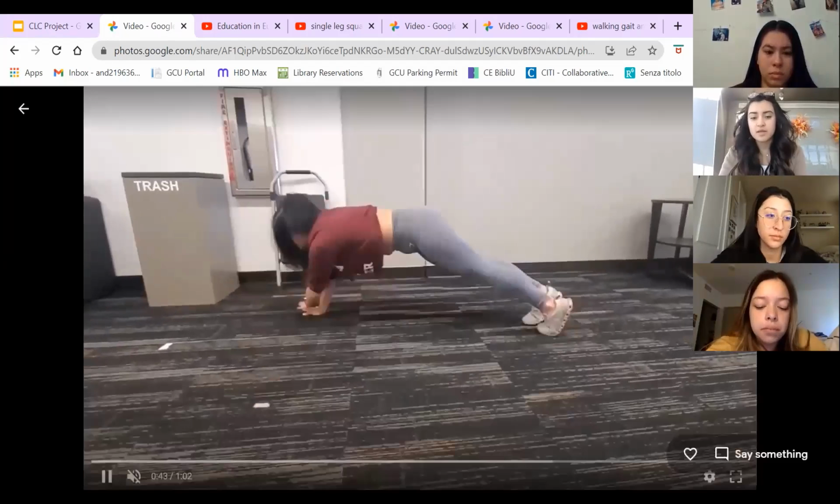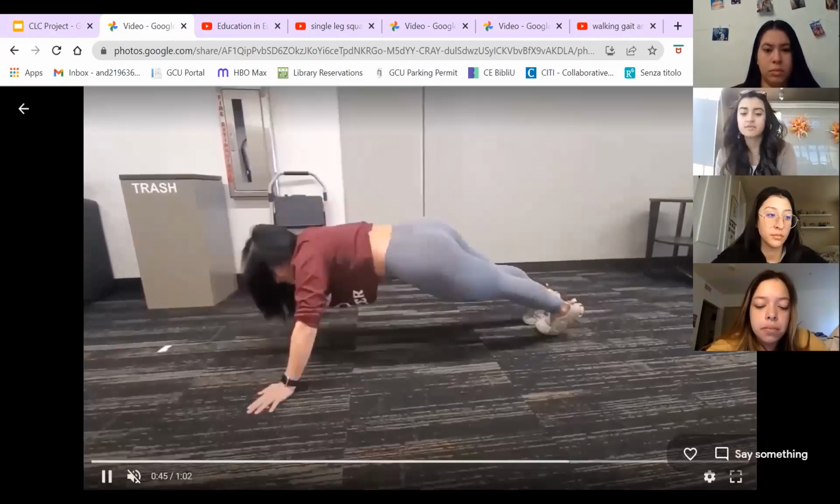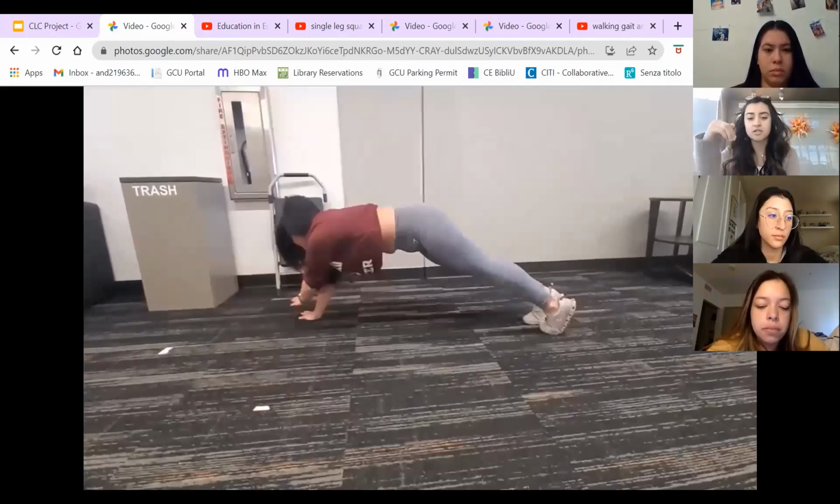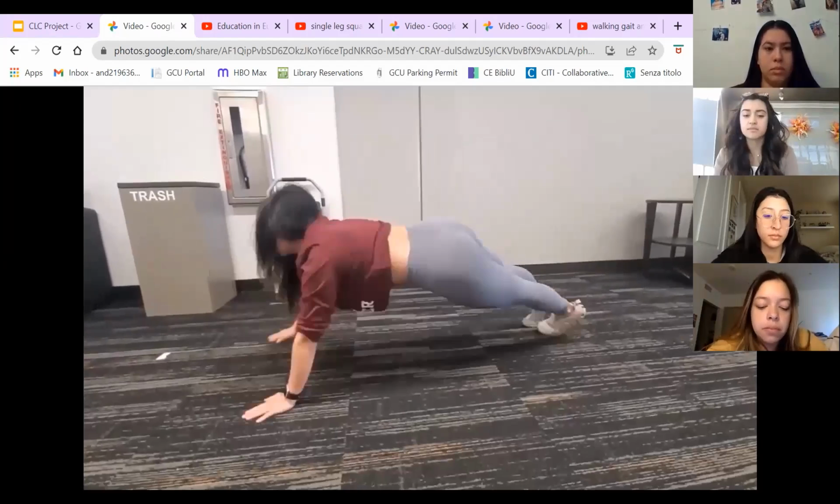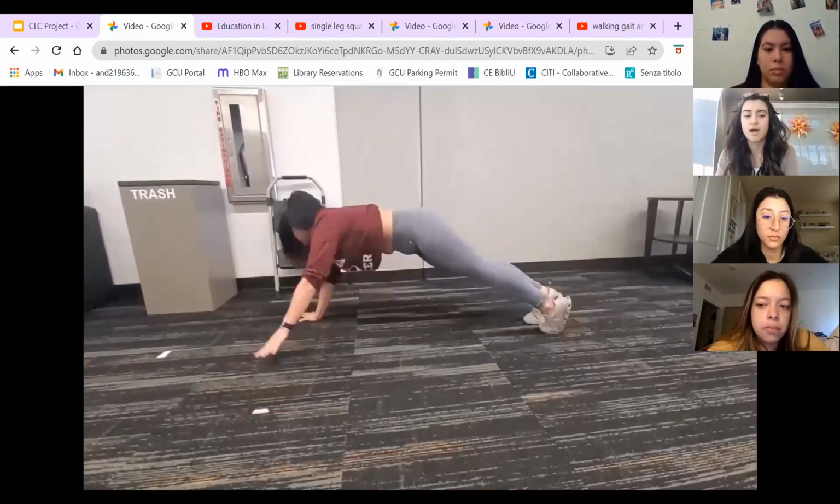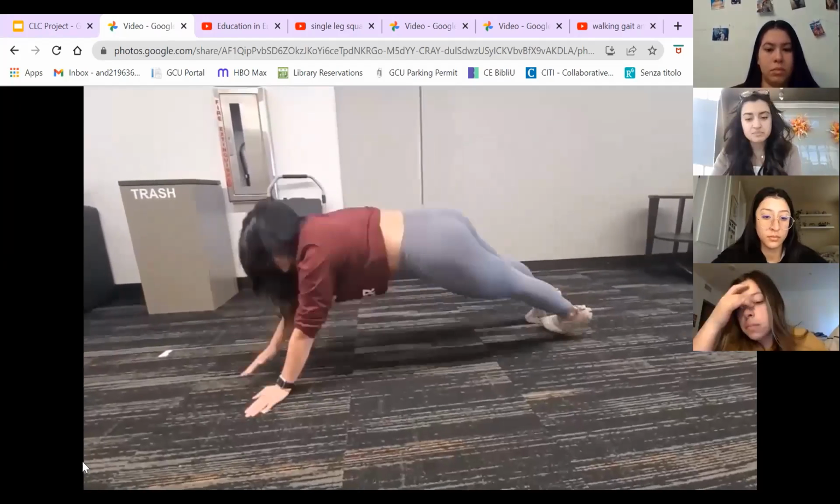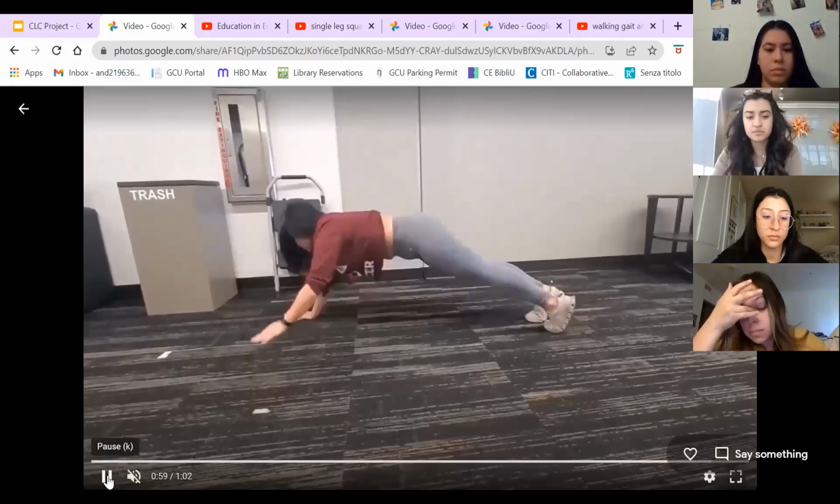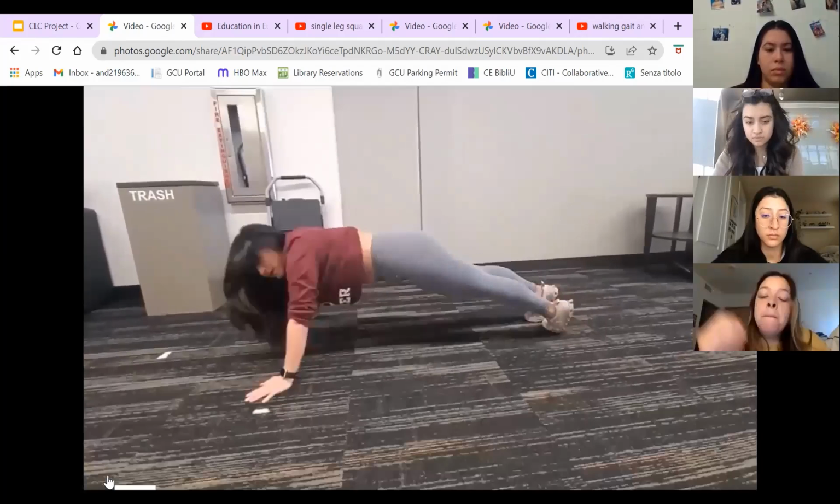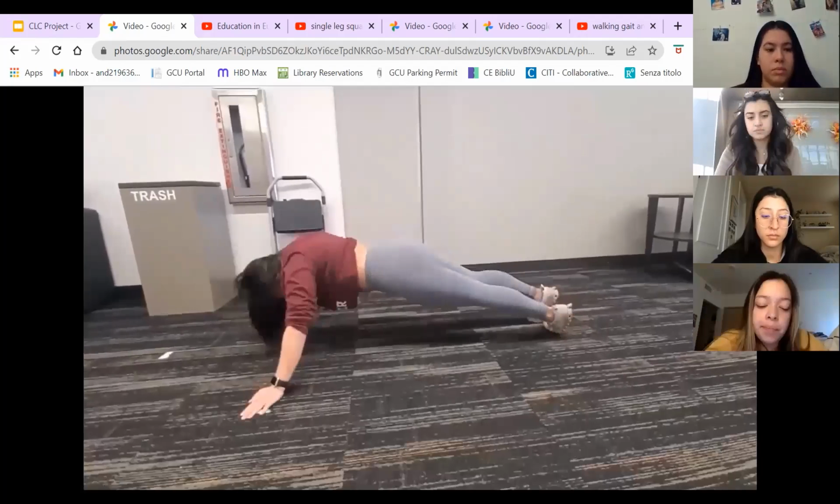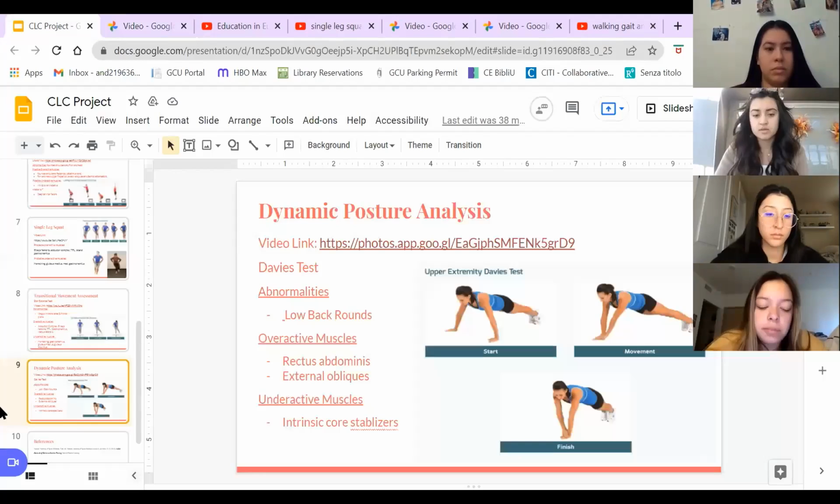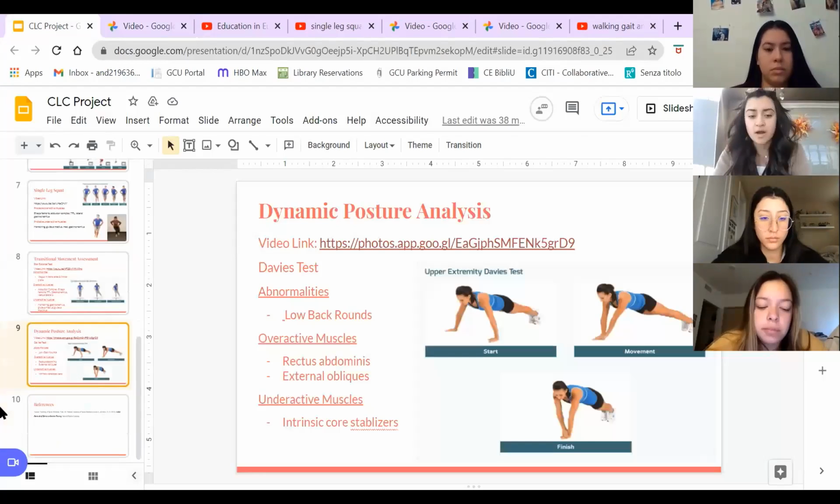But the low back was arching, showing that I was having a hard time trying to complete the task, showing the compensation in the back was greater. So back to the slide, the abnormality found was a low back round. Overactive muscles seen would be the rectus abdominis and external obliques, and underactive muscles would be the intrinsic core stabilizers.